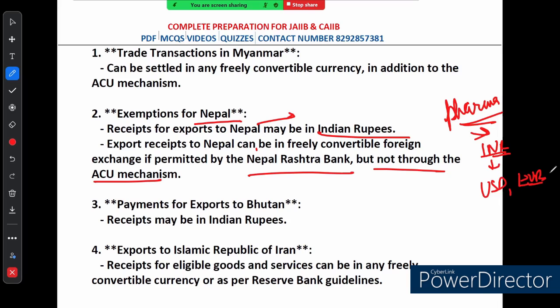When it comes to Bhutan, the process is pretty straightforward. Just like with Nepal, payment for export to Bhutan can be received in Indian rupees. So if you are exporting agriculture machinery to Bhutan, you can easily settle the trade in Indian rupees, avoiding any complication with currency exchange.